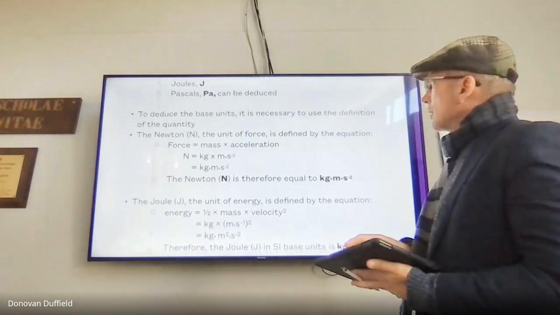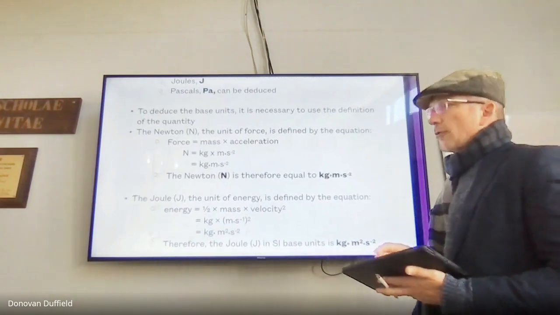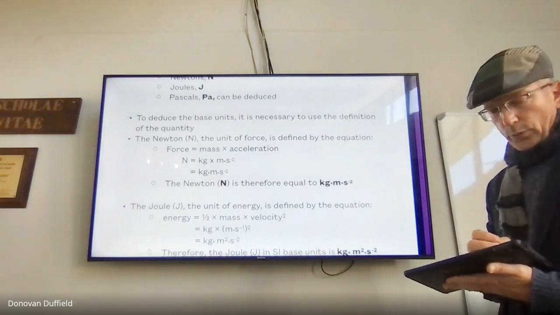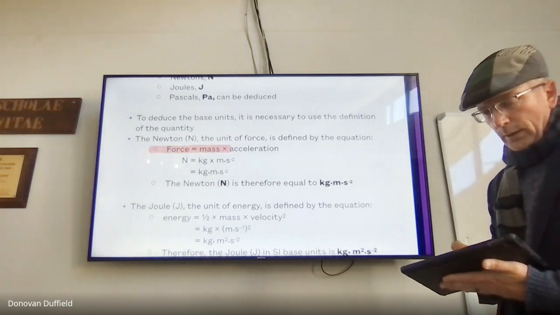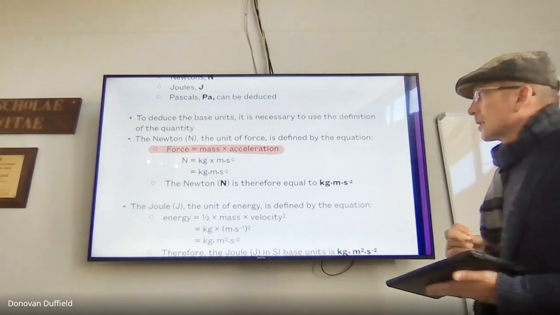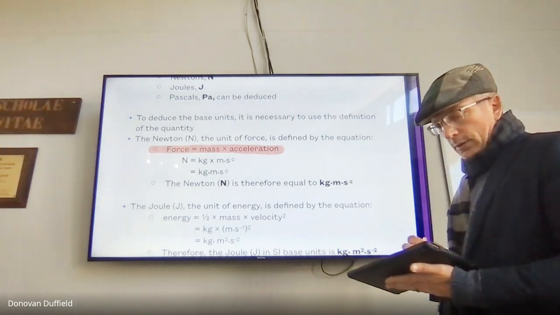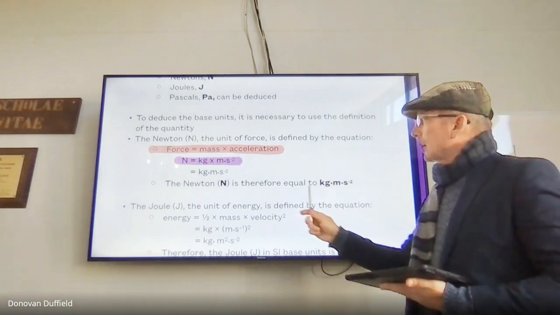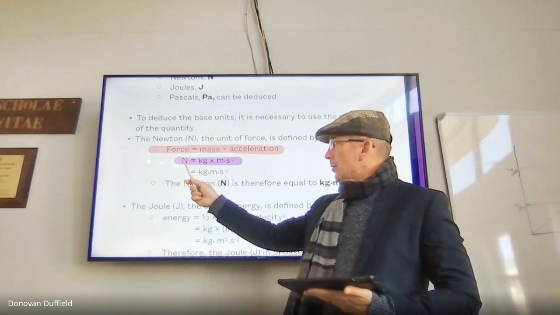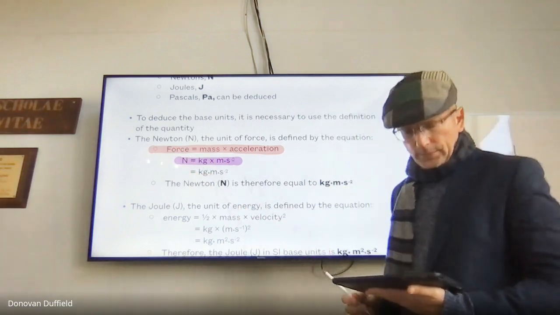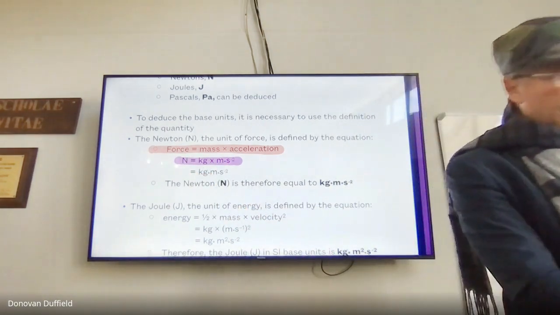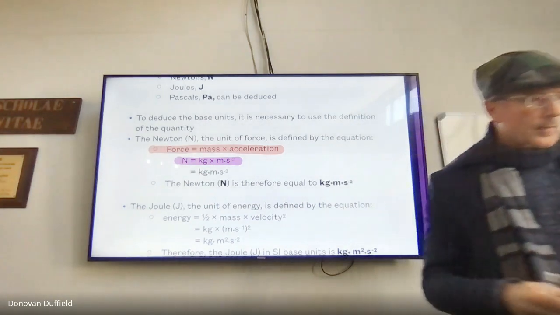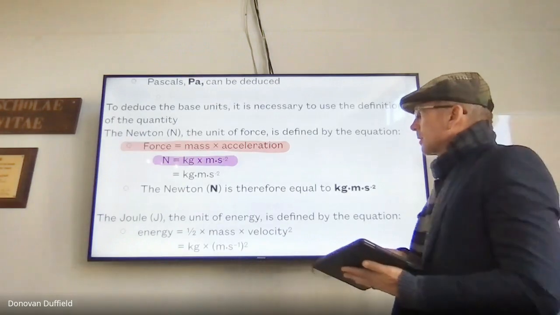So to deduce the base units, it is necessary to use the definition of the quantity. For instance, if we look at force, if we look at Newton's second law, force is mass times acceleration. And so the newton is kilograms meters per second squared. Force is in newtons, it's a derived unit. Mass is in kilograms, as we know.